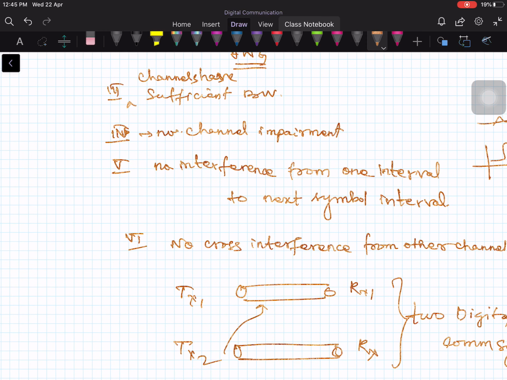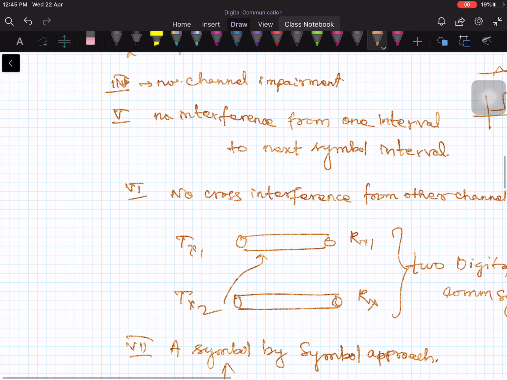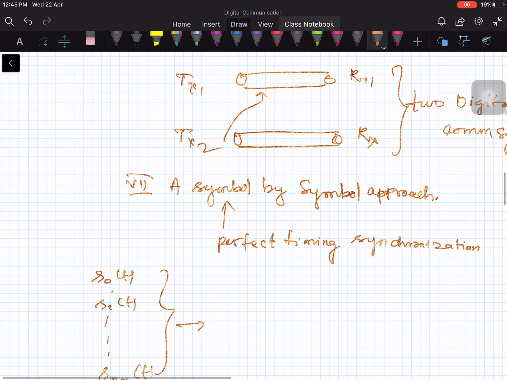One symbol, whatever pulse you are transmitting at one symbol interval, will not go and disturb the next symbol interval, and there is no cross interference from other channels. These are the assumptions we consider, and we are going to follow this symbol by symbol approach. You do the demodulation at one particular symbol interval and finish it, and then go to the next symbol interval.